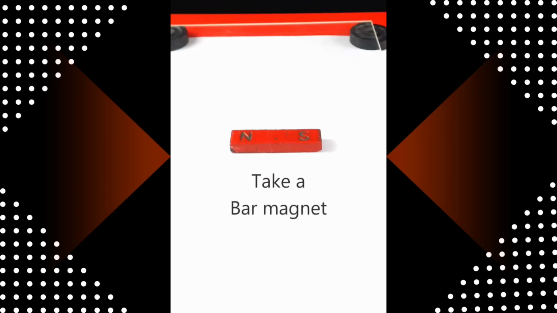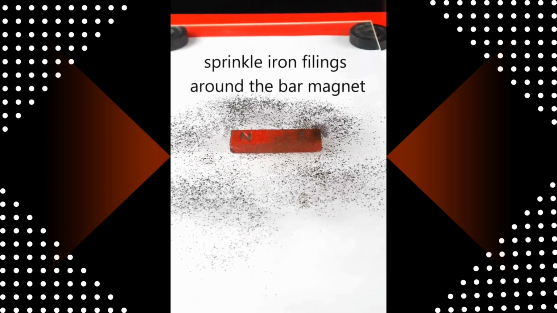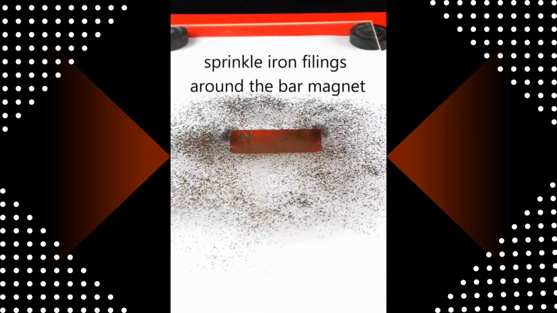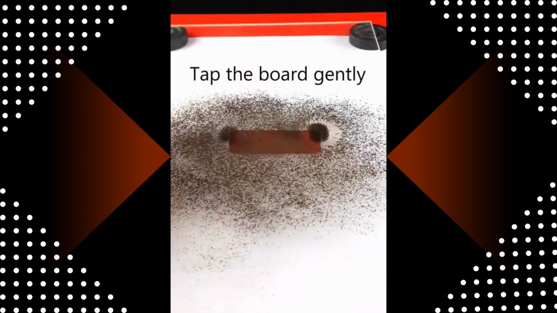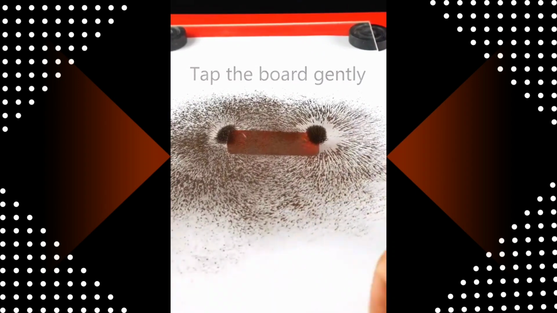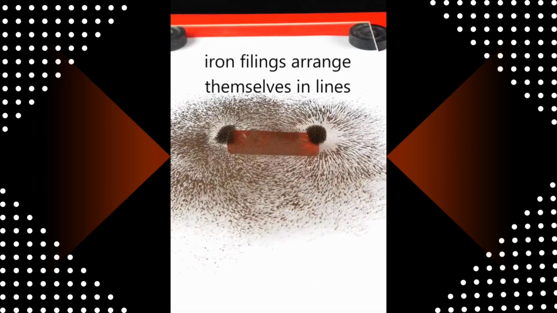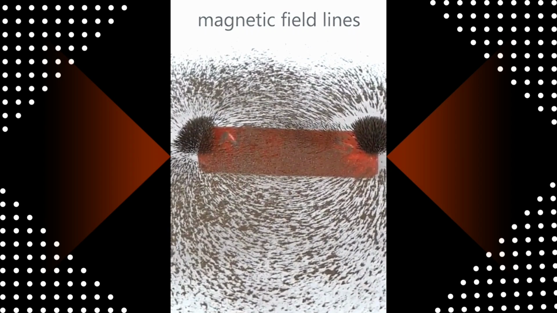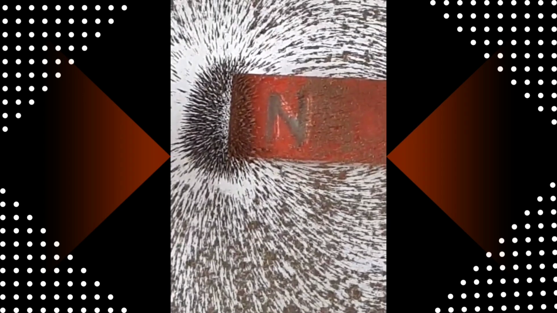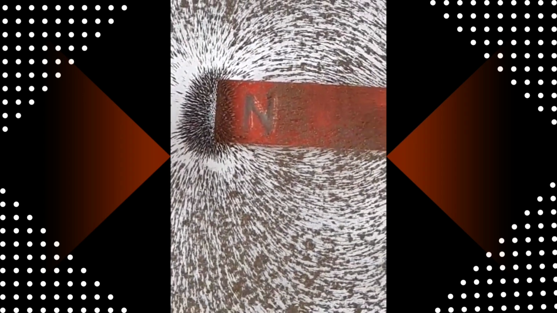Here is a small activity. Take a bar magnet and sprinkle some iron filings around it. After completing this step, press or tap the board gently. When you do this, you observe that the iron filings arrange themselves in lines. These lines are known as magnetic field lines. Magnetic field lines are continuous closed curves traveling from the north pole to the south pole outside the magnet.